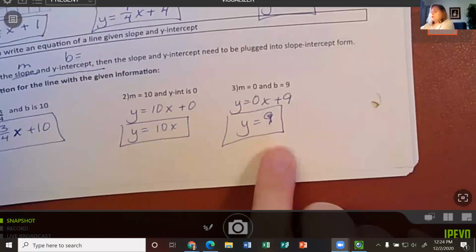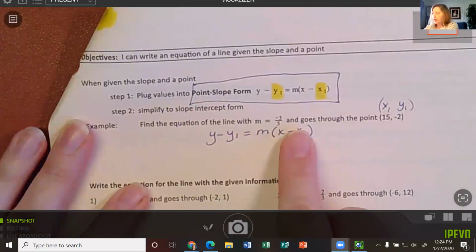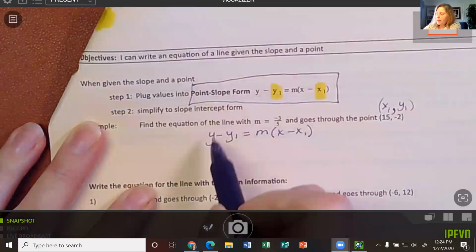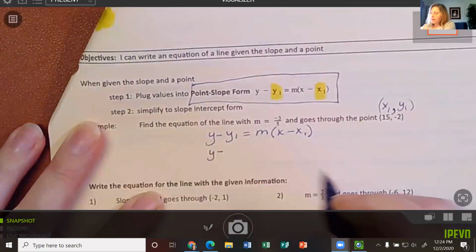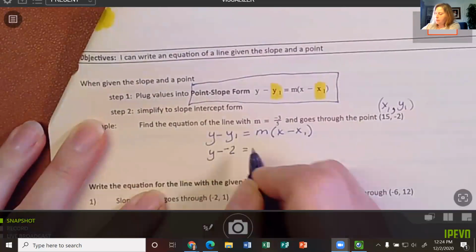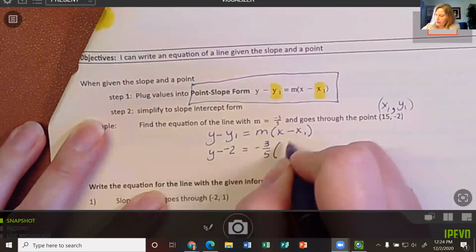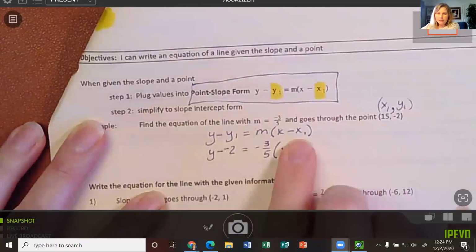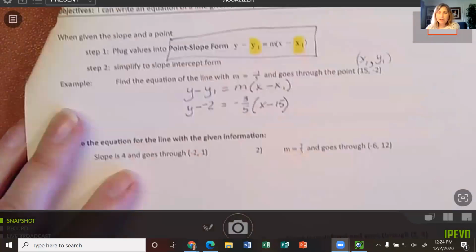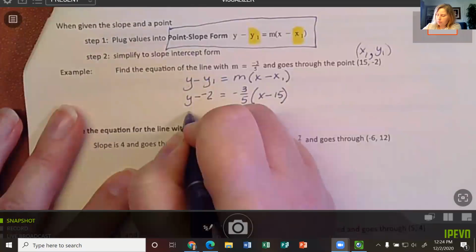Okay, so when we do this problem, m is negative 3/5, x sub 1 is 15, y sub 1 is negative 2. Okay, so y minus y sub 1 is negative 2, so minus negative 2 equals m is negative 3/5, so negative 3/5 times the quantity x minus x sub 1 is positive 15, so x minus 15. Okay, so that's a little bit complex. We need to do some simplifying. So y minus negative 2 is the same as y plus 2.